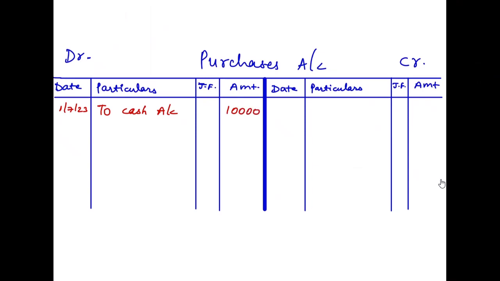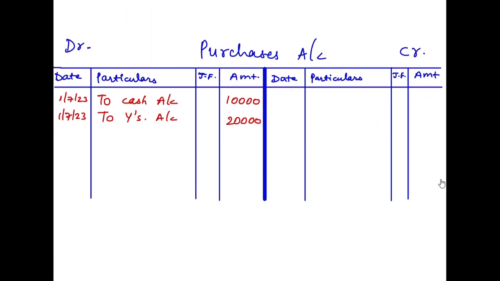Sir, but we have purchased the goods of 30,000. So 10,000 was for cash and the remaining 20,000 will also come on 1st of July 23, but this will go to Y's account. Who is Y? Y is our creditor who has given us the goods on credit. We have to pay him in future.